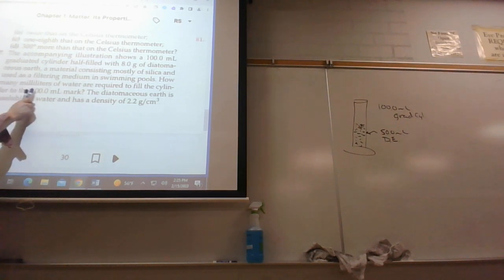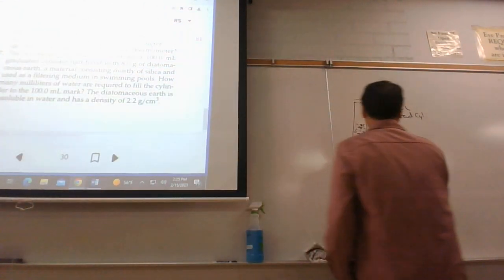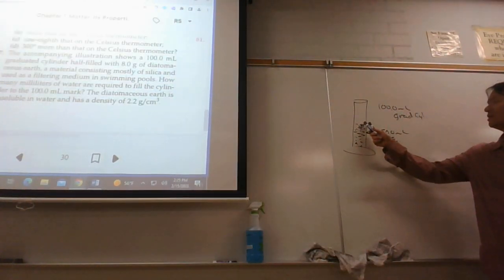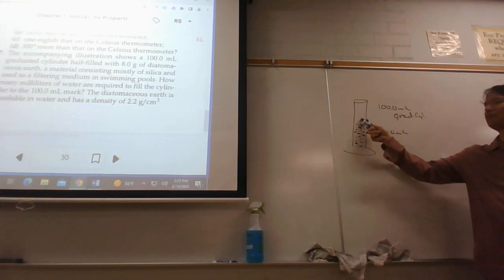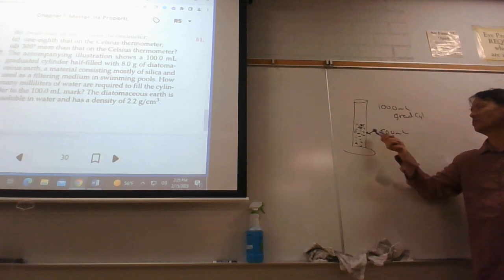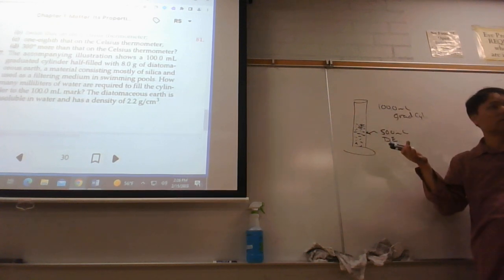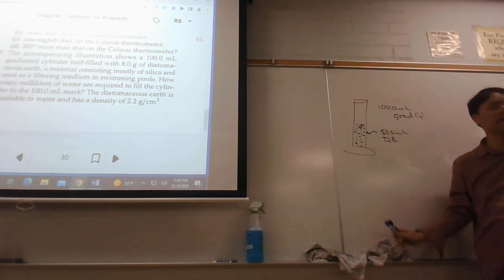How many milliliters of water are required to fill the cylinder to the 100 milliliter mark? We've got 50 milliliters of diatomaceous earth. Don't I just need 50 more milliliters of water to fill this? So this consists of 50 milliliters of diatomaceous earth and 50 milliliters of water, and that gives me 100 milliliters? Would that work? No, why not?